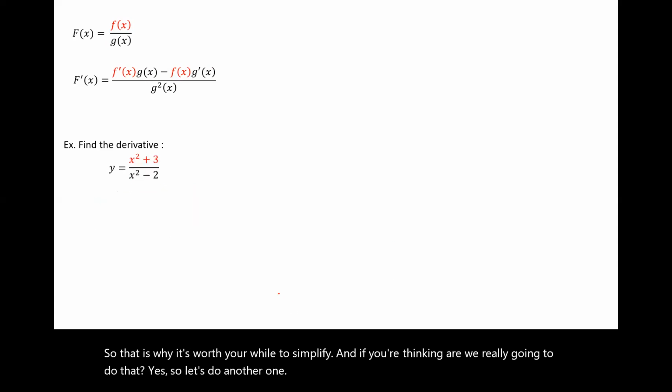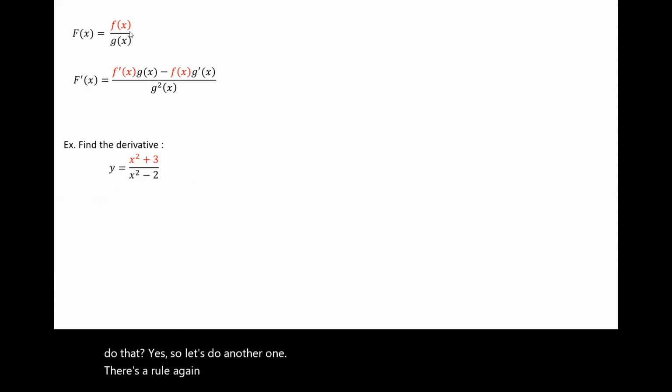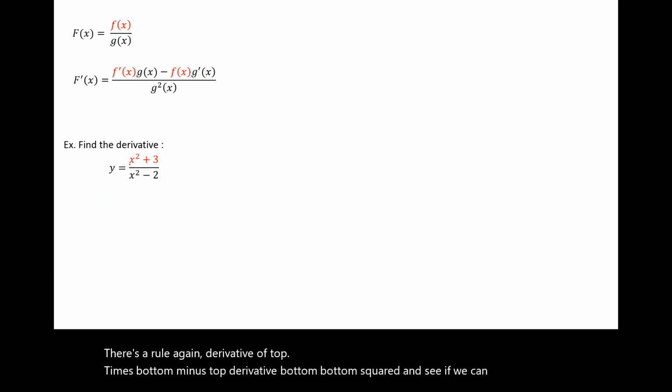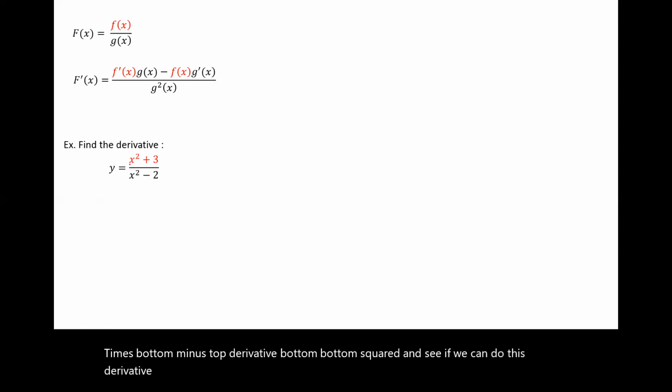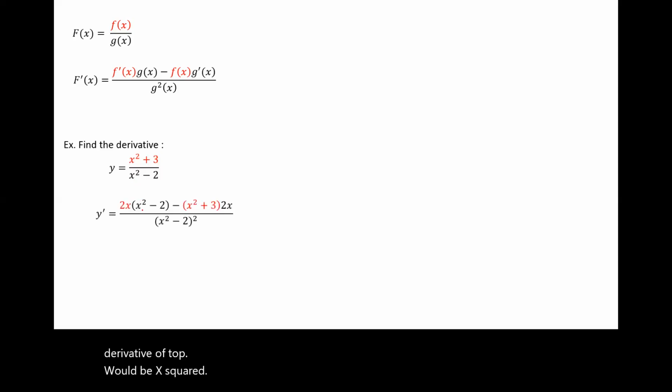There's our rule again. Derivative of top times bottom minus top derivative bottom, bottom squared. Let's see if we can do this. Derivative of top would be 2x times the bottom, x squared minus 2, minus top, x squared, times derivative of bottom, which is 2x, all over bottom squared.